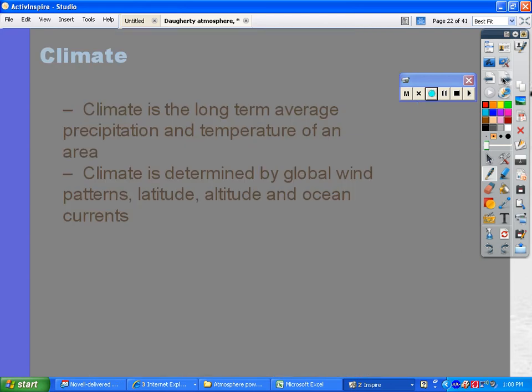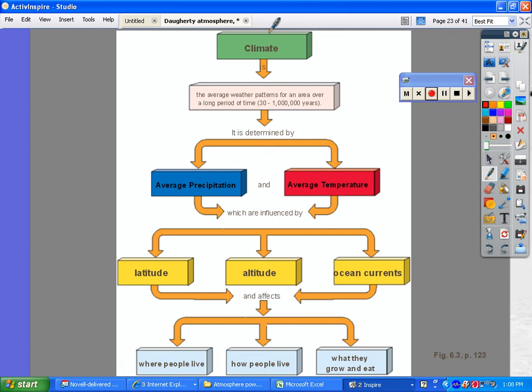Okay, so climate we already distinguished from weather. We said climate is the long-term average precipitation and temperature. It's determined by several different things, and we're getting ready to go into a little bit of review of stuff we've already seen. Latitude, altitude, ocean currents. We've already seen a couple of these graphics, so I'm going to try to go through them quickly. Okay, so we've already seen this.